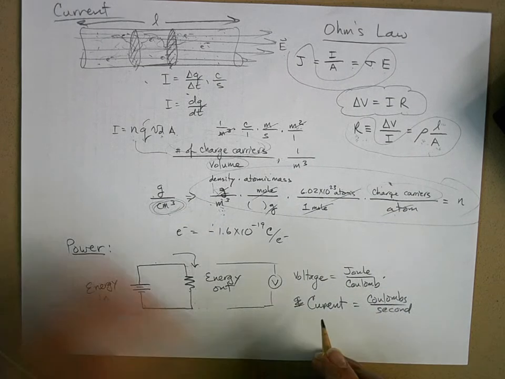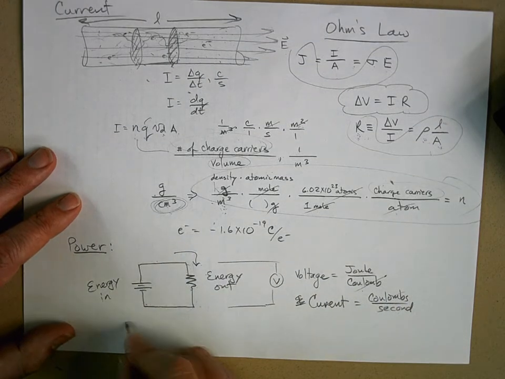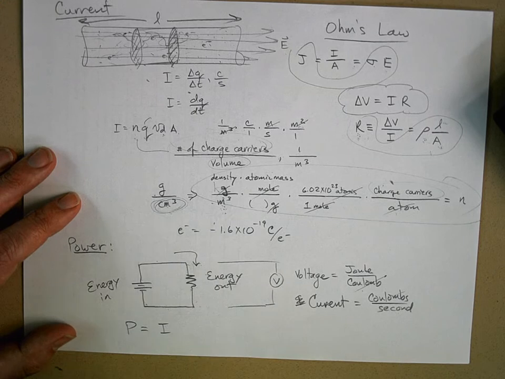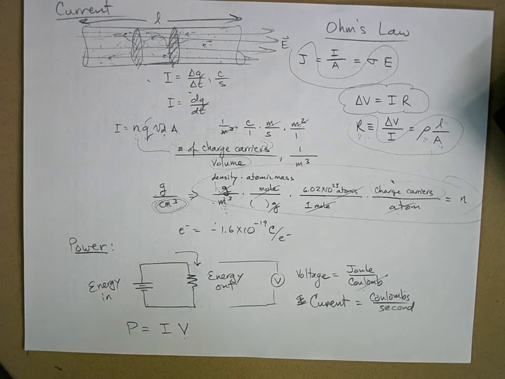If I multiply a joule per coulomb times a coulomb per second, the coulombs will cancel. I get a joule per second. So power is equal to the current flowing through our resistive element times the voltage drop across that. I'll just call it V, or sometimes it's written as delta V. That's fine. It's just a shortcut. Sometimes we don't always write the delta there.